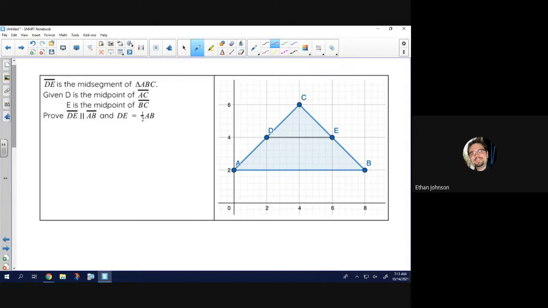So there are two things we need to show. We need to show DE is parallel to AB, and we need to show the length of DE is half of AB. Does not matter which one we do first. So let's deal with these parallel first, meaning we need to know slope. So let's do DE first.